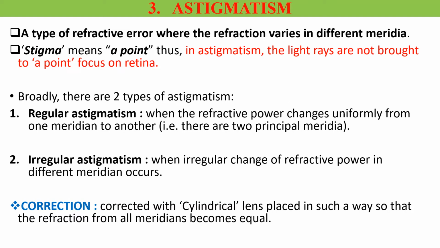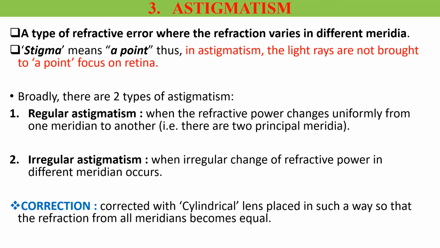The third type of error of refraction is astigmatism. It is a condition where the refraction varies in different meridia. In simple terms, the rays of light entering the eye cannot converge to a focal point, but instead it forms focal lines.